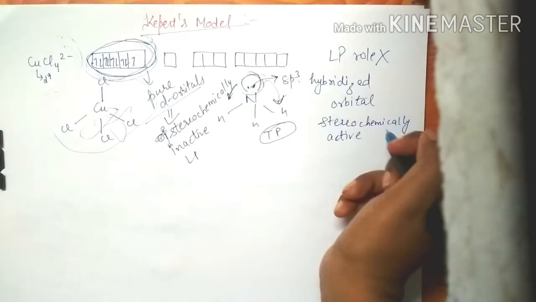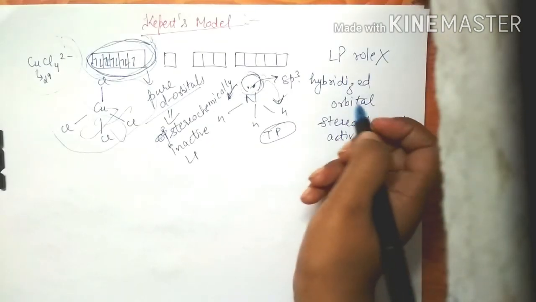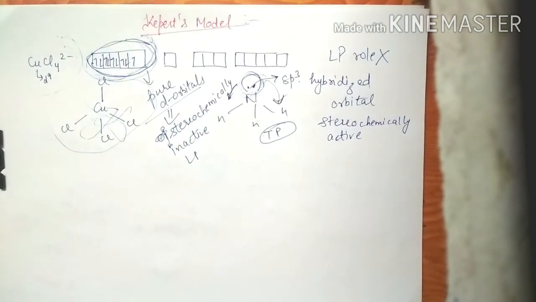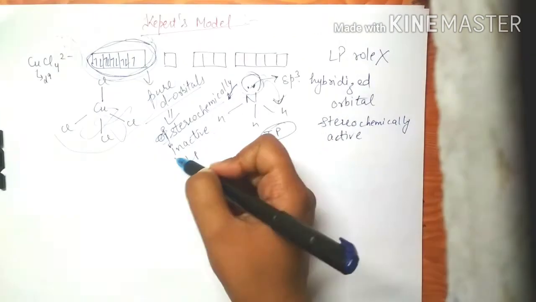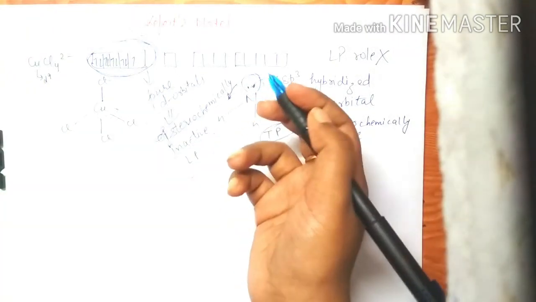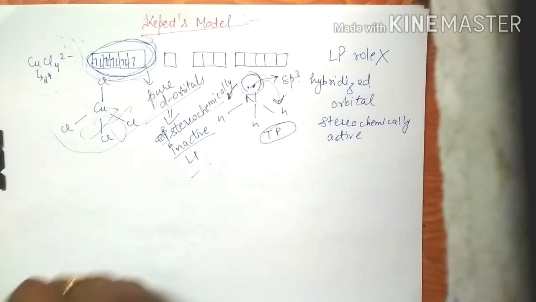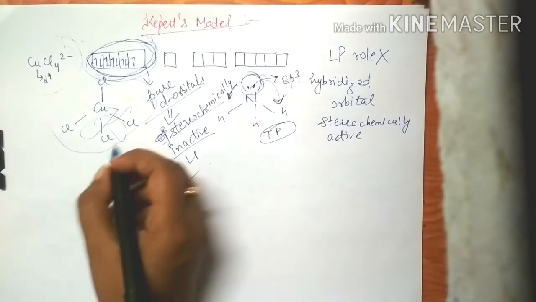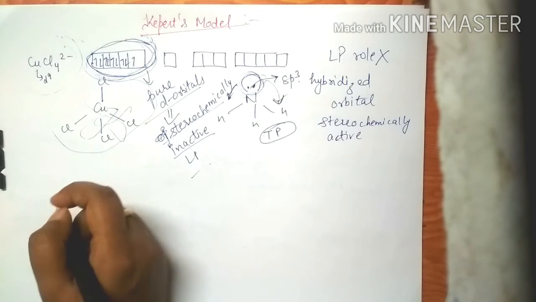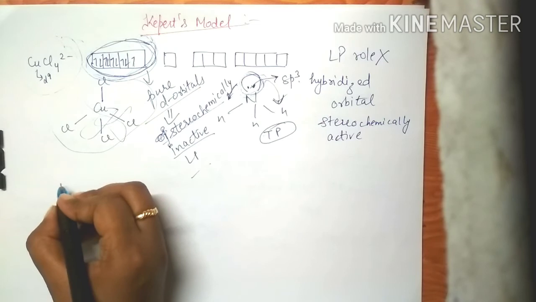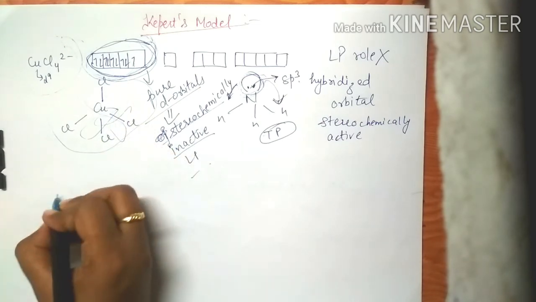Basically, stereochemically active lone pairs are those which have their contribution in deciding the geometry of the given molecule, whereas stereochemically inactive lone pairs are those which have no effect on the geometry or shape of the given complex. Okay, so this is basically Capet's model, which states that the lone pair will have no effect on the geometry of the given complex.